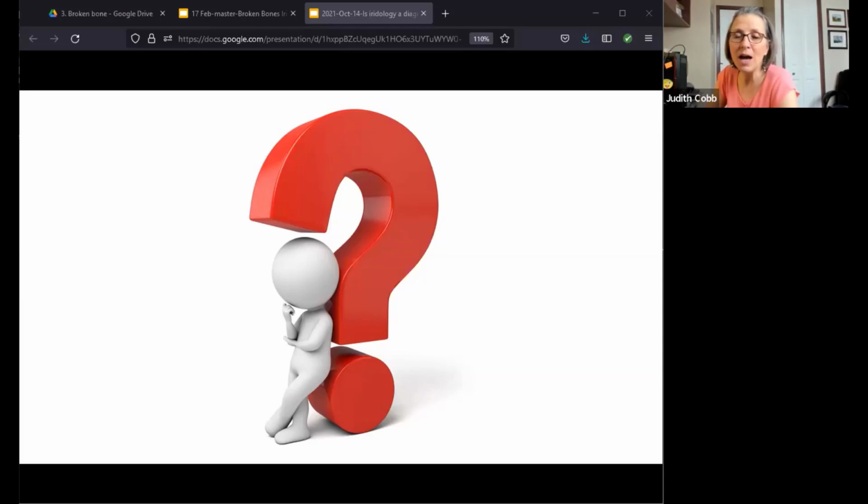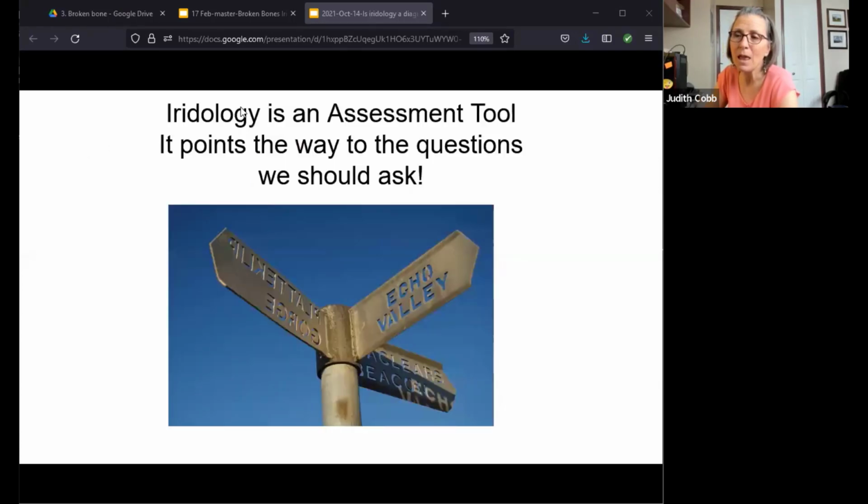And so we use the eyes to help us assess, and then to help us understand, and to help us create holistic programs. So iridology is an assessment tool. It points the way to the questions we should ask.